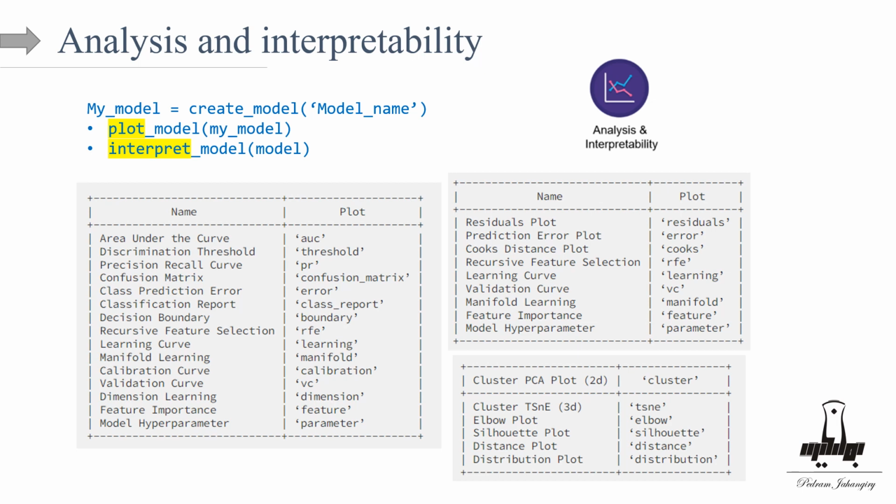And these are the available plots for regression. So you can obviously look at the residual plot. You can look at the learning curve if the model has a high bias or variance, for example.